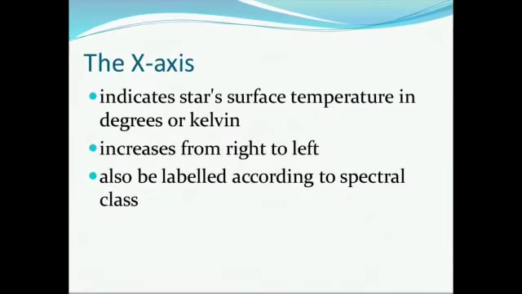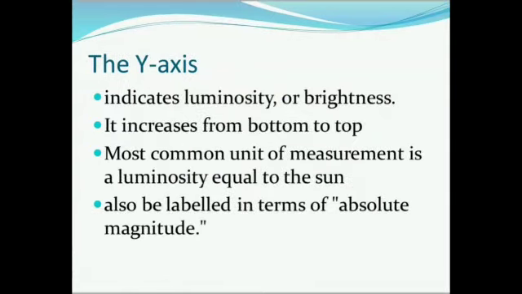Considering the x-axis, x-axis represents the star's surface temperature in degrees Kelvin. Conventionally, temperature increases from right to left. It can also be labeled according to spectral classes. And the y-axis indicates luminosity or brightness. It increases from bottom to top. It can also be labeled in terms of absolute magnitude, which refers to the visible light a star would emit if it were 10 parsecs from the Earth.